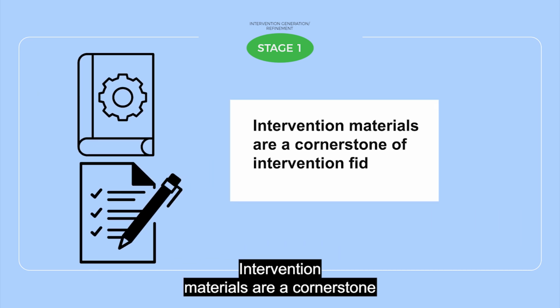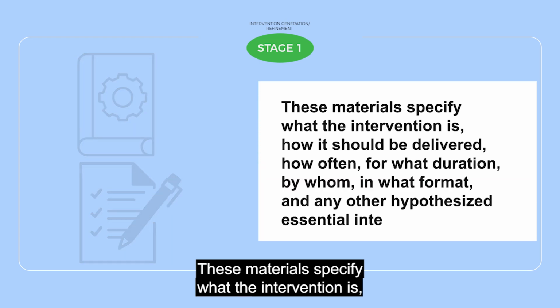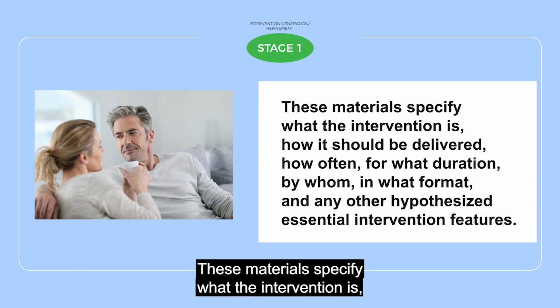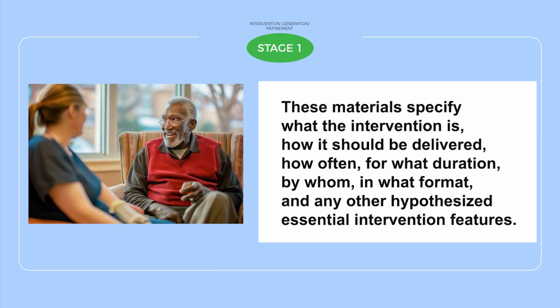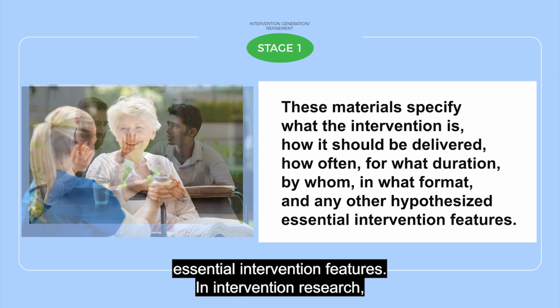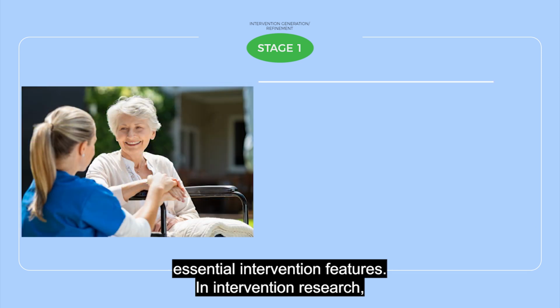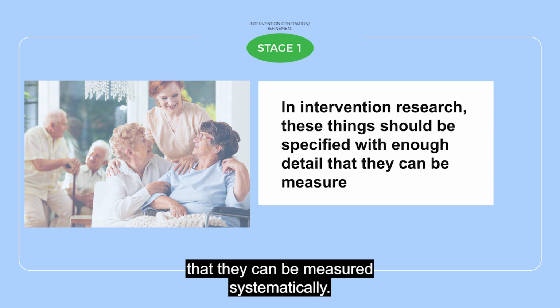Intervention materials are a cornerstone of intervention fidelity procedures. These materials specify what the intervention is, how it should be delivered, how often, for what duration, by whom, in what format, and any other hypothesized essential intervention features. In intervention research, these things should be specified with enough detail that they can be measured systematically.